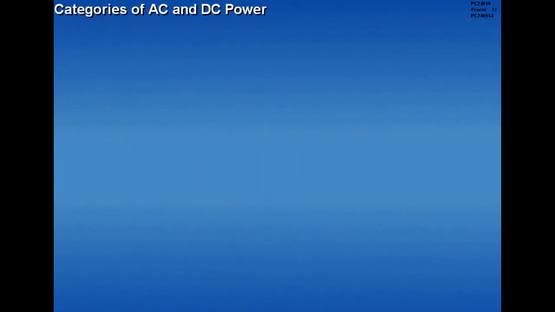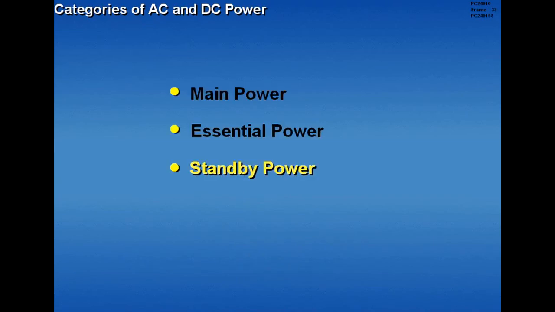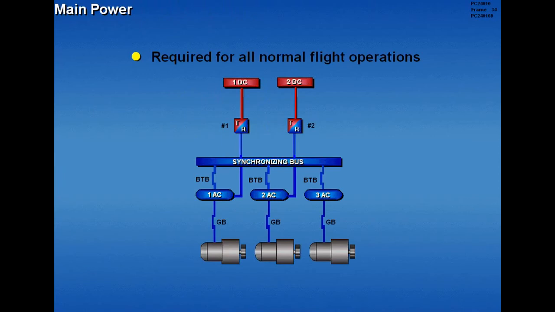AC and DC power is divided into 4 categories: main power, essential power, standby power, and battery power. Main power is required for all normal flight operations. It is supplied by the engine-driven generators through the main AC and DC buses.